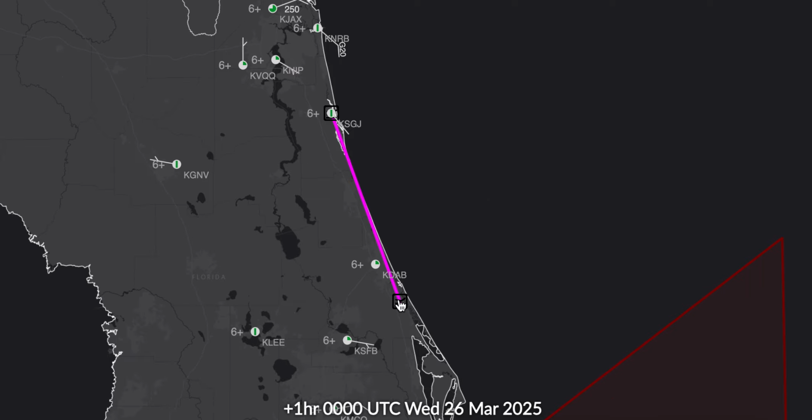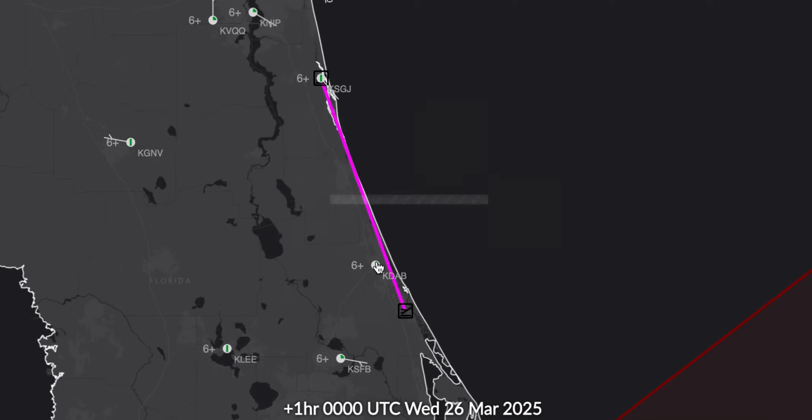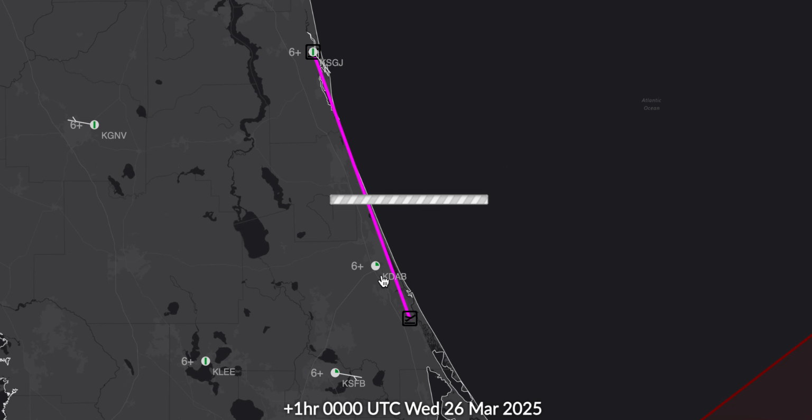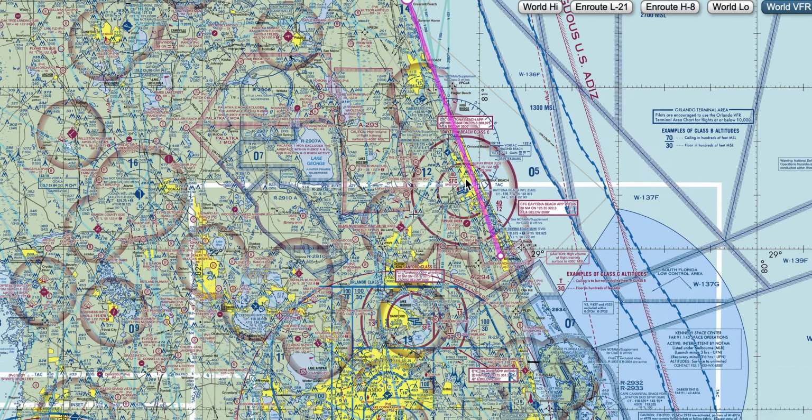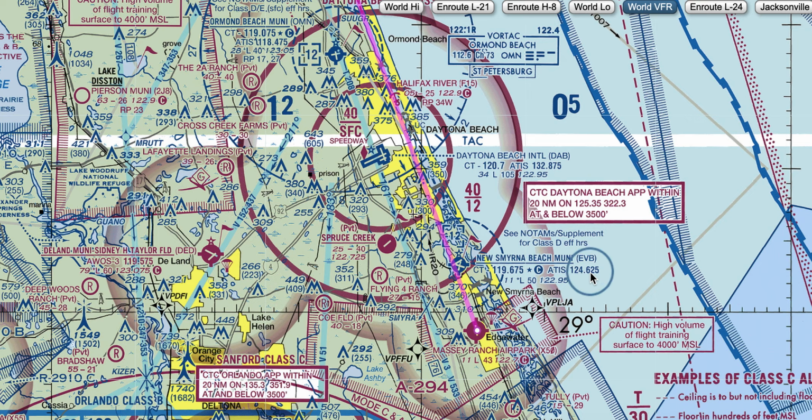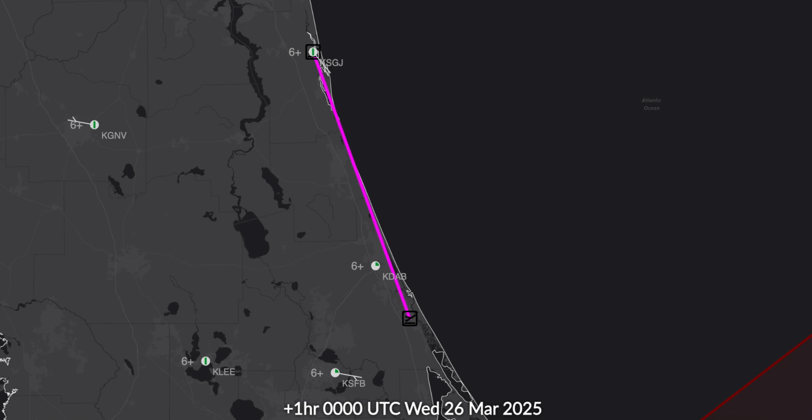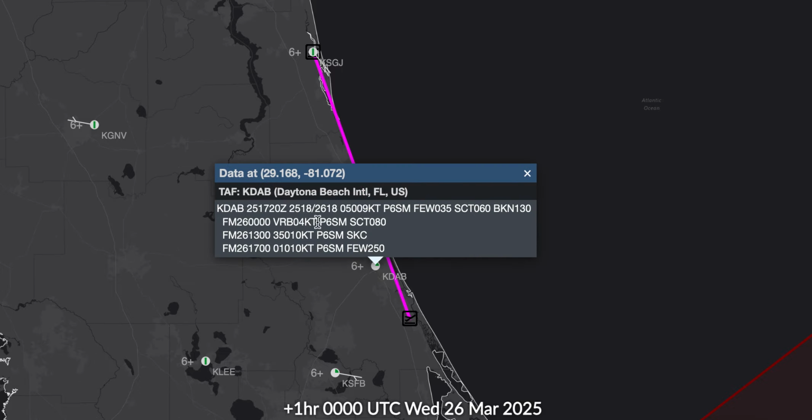So DAB does not have a... actually, this is DAB. Just kidding. This airport down here, I think it's X50. I can never remember the names of these airports. It's terrible. Macy Ranch. So Macy Ranch does not have a TAF, so I'm going to use DAB's here.